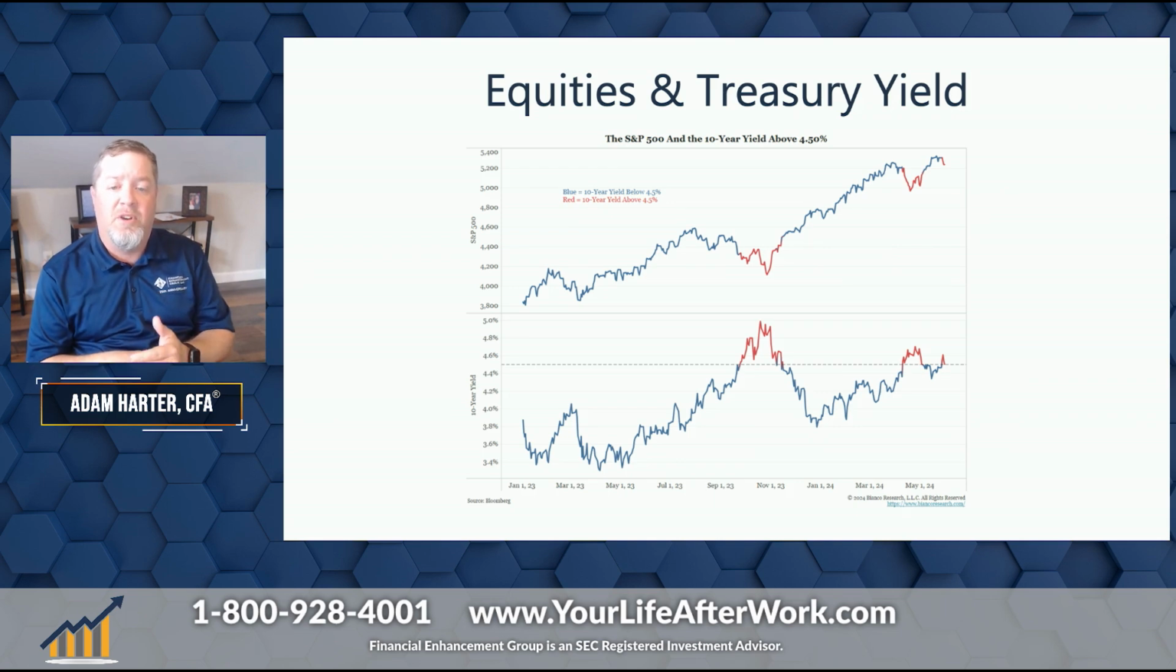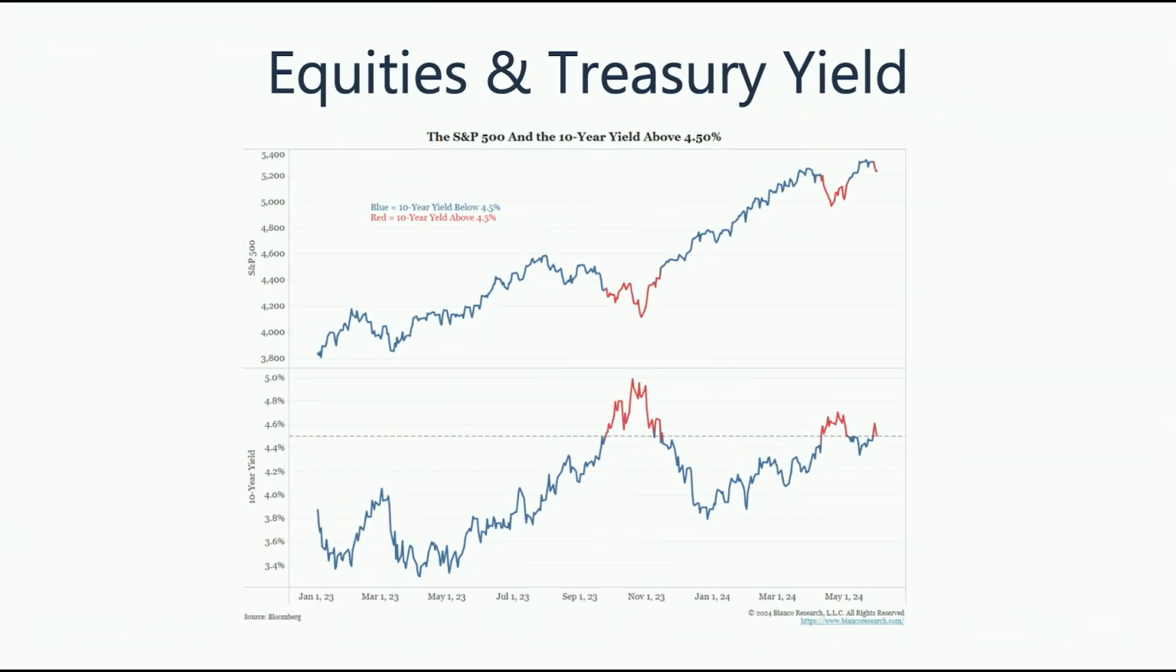So this picture is showing you, on the top panel, the S&P 500, and over the past 18 months, it's gone mostly up. And then the bottom panel is the 10-year Treasury bond and its yield over those same 18 months. We have generally drifted higher, but it hasn't been in a straight line. So here's where the relationship has gotten interesting.